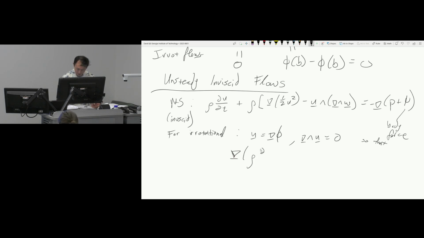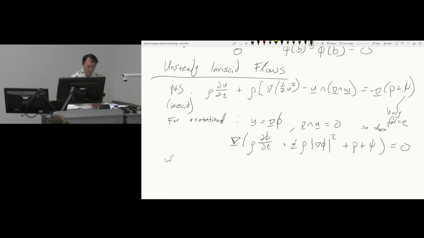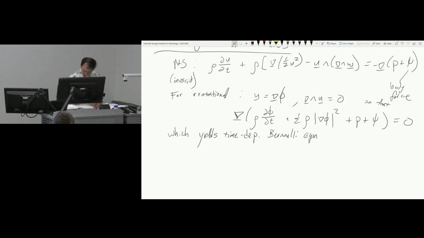So this is very similar to the Bernoulli derivation that I had before, except I keep the time derivative. Otherwise, this is identical. Plus p plus sigma. So this is called the time-dependent Bernoulli equation. So if the gradient of this is equal to 0, that means the thing in the parentheses is equal to a constant that's only depending on time, not on space.